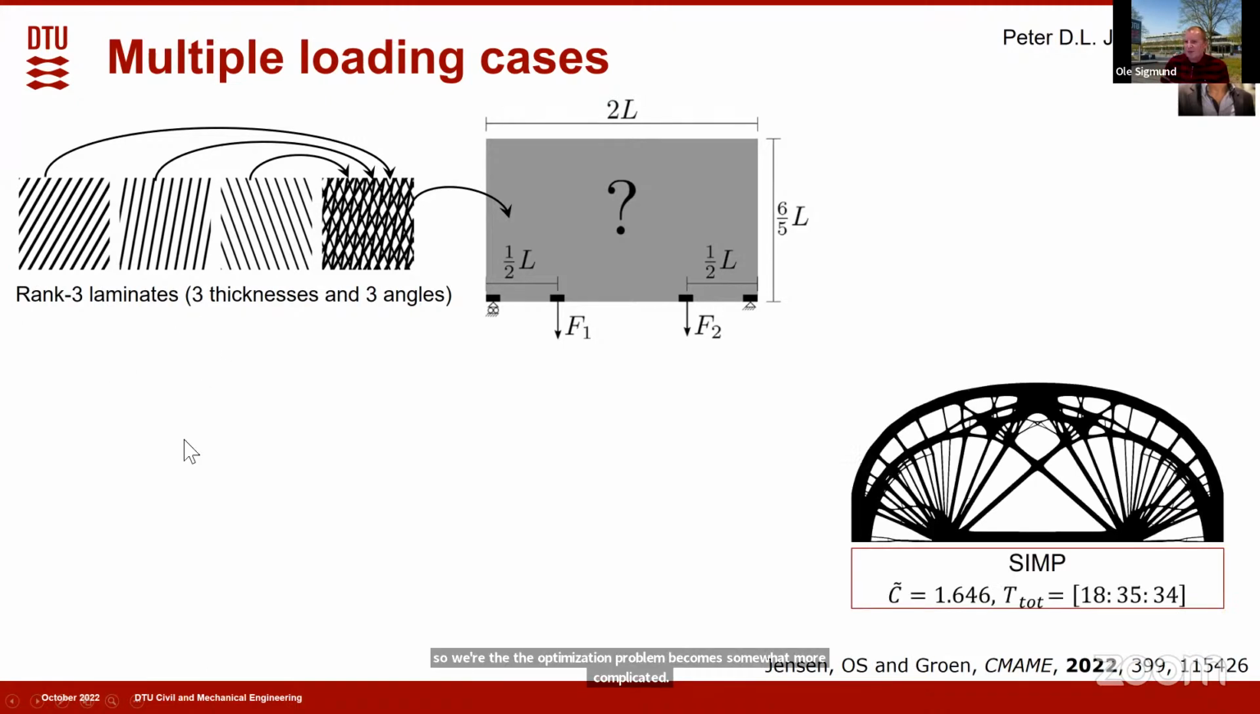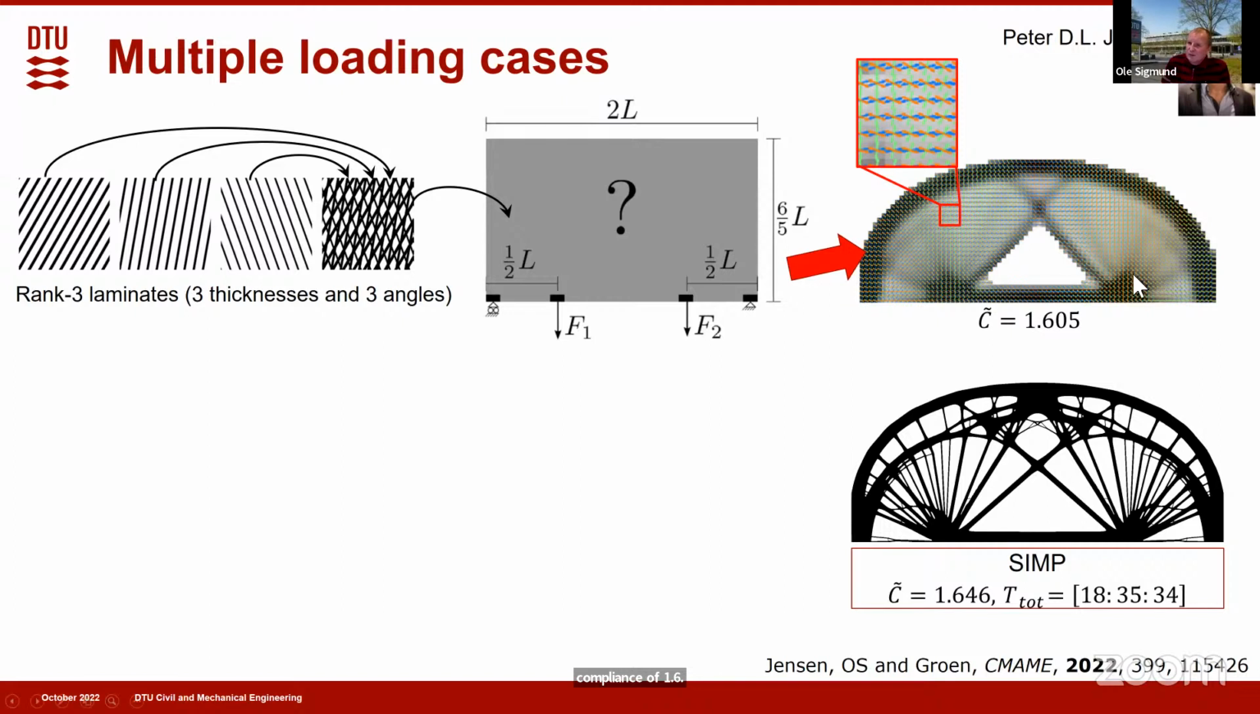Just as a reference, I will show you a standard SIMP obtained solution here for multiple loading cases. And this is run with very high resolution, more than 2 million elements. And due to various continuation approaches, this took 18 hours and had a certain compliance of 1.6. Now, if we do the homogenization-based topology optimization, we would get a design looking like this.